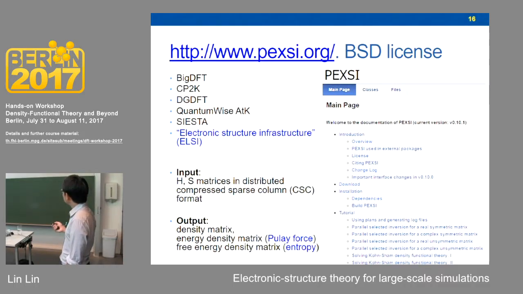You should just think of it as a linear algebra routine, just like ScaLAPACK. The input is your Hamiltonian and overlap matrices distributed in some format. And then it spits out the output, which is the density matrix, or the energy density matrix, which is used to construct the Pulay force in atomic orbital calculations. You don't need that if you use the orthogonal basis. Or the free energy density matrix, which is used to compute the entropic term.